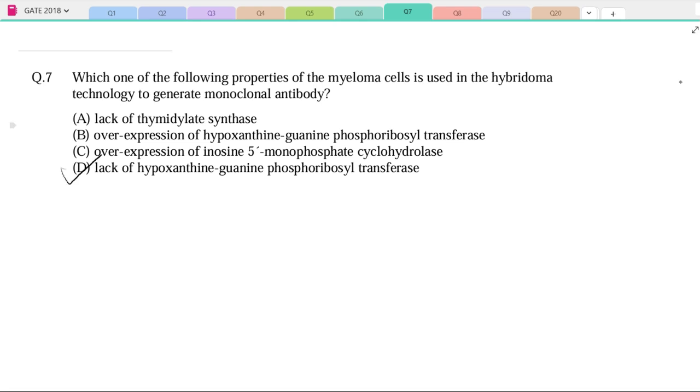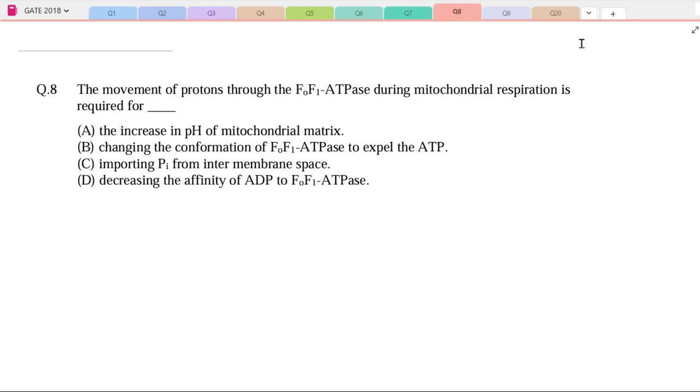And the correct answer here is lack of hypoxanthine guanine phosphoribosyl transferase. That is the correct answer. That is, these myeloma cells will lack this. Moving on to the next question.